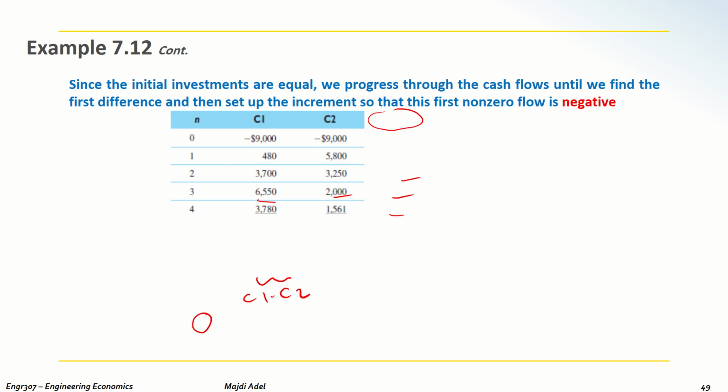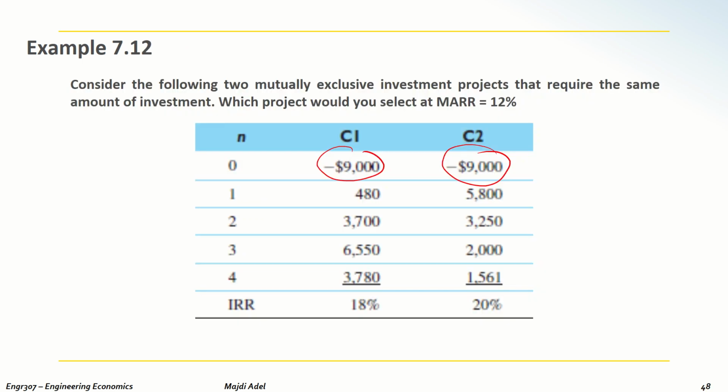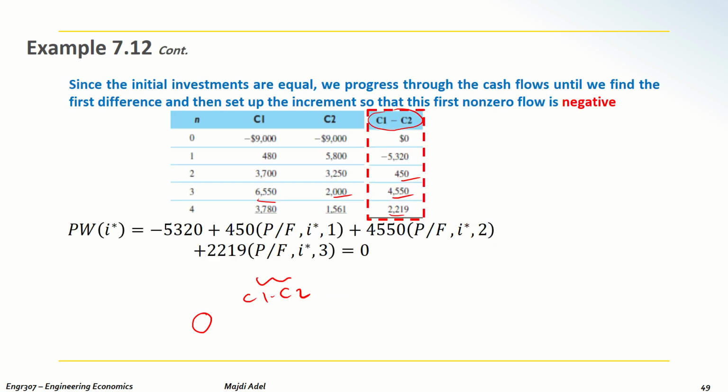And one last thing before moving on, we have to make sure that the internal rate of return for each project is greater than the minimum attractive rate of return. The internal rate of return for C1 is 18%, greater than 12%. For C2, 20%, which is greater than MARR. Then both projects are accepted. We can move to the incremental cash flow analysis.